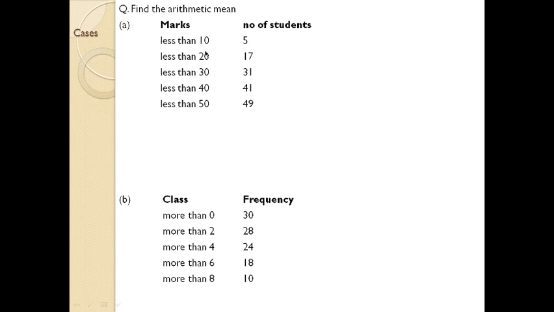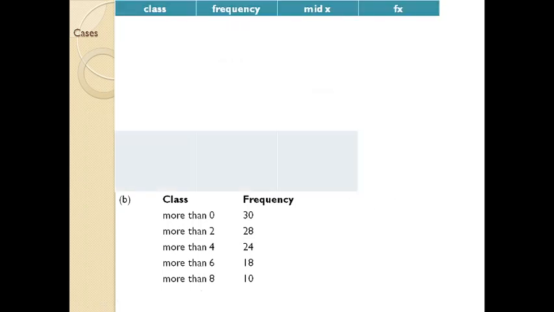See, it is almost similar to this pattern, but it is quite the opposite side. It is less than 10, less than 20. Here it is more than 0. It is going from down to top. So let us write down these details in the table. The table will be like this: class, frequency, mid-x and fx.